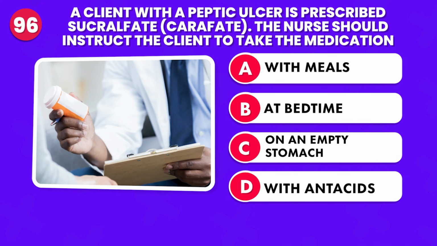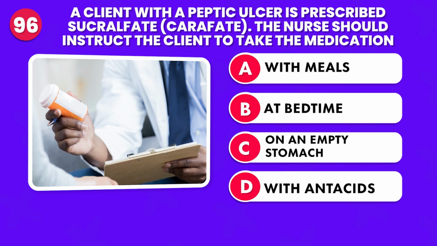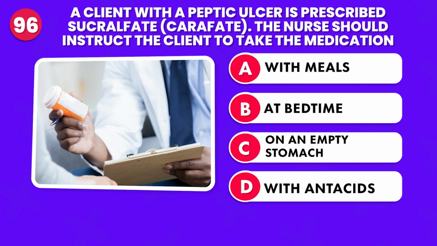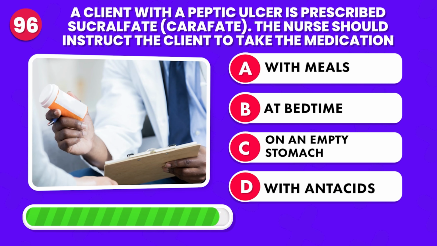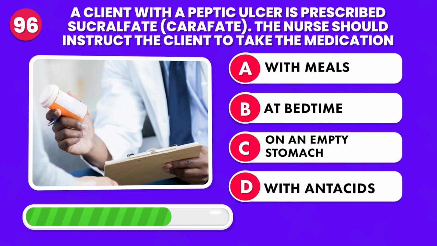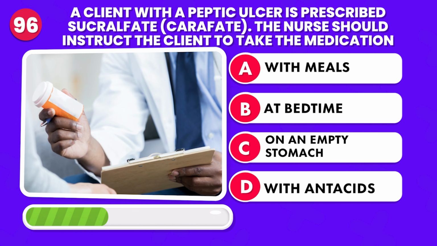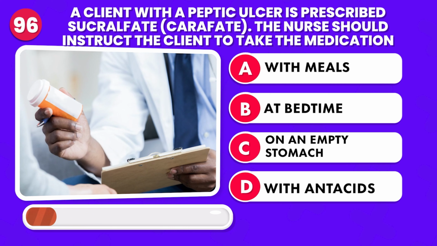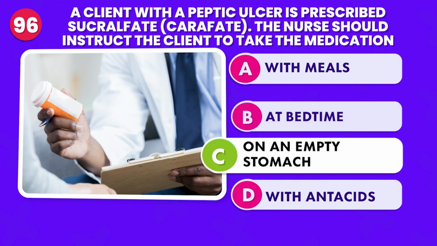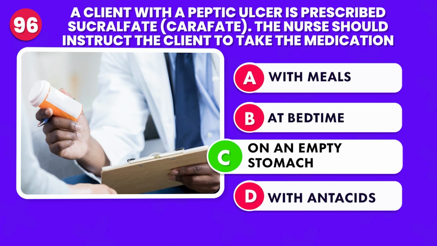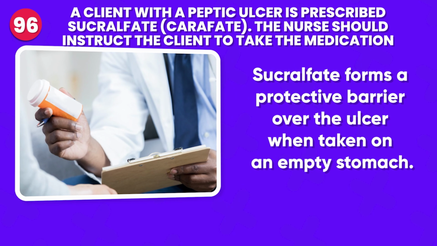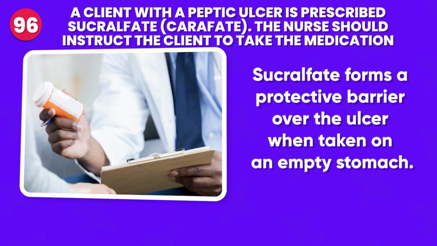A client with a peptic ulcer is prescribed sucralfate, Carafate. The nurse should instruct the client to take the medication A, with meals, B, at bedtime, C, on an empty stomach, D, with antacids. It's C, on an empty stomach. Sucralfate forms a protective barrier over the ulcer when taken on an empty stomach.